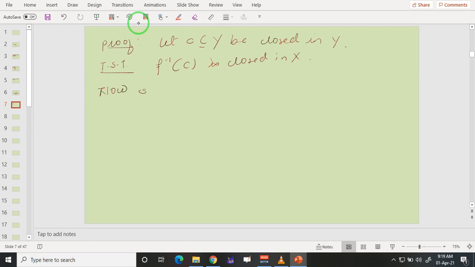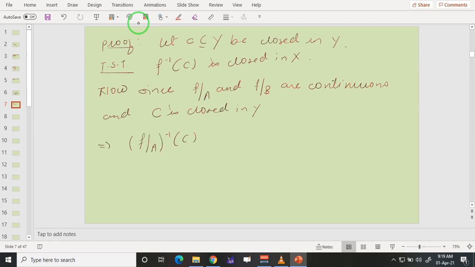Now since f restricted to A and f restricted to B are continuous, and C is closed in Y, this implies the inverse image of C under f restricted to A and the inverse image of C under f restricted to B are closed. This is closed in A and this is closed in B respectively.